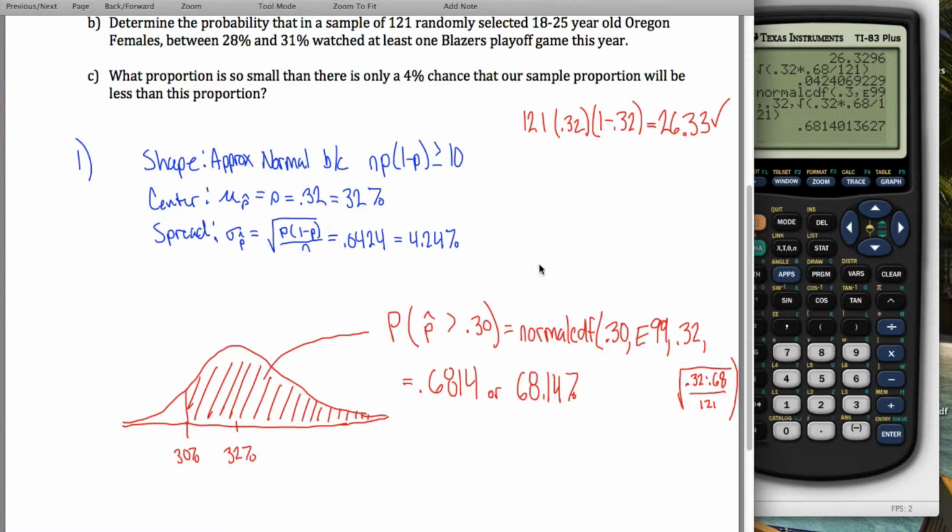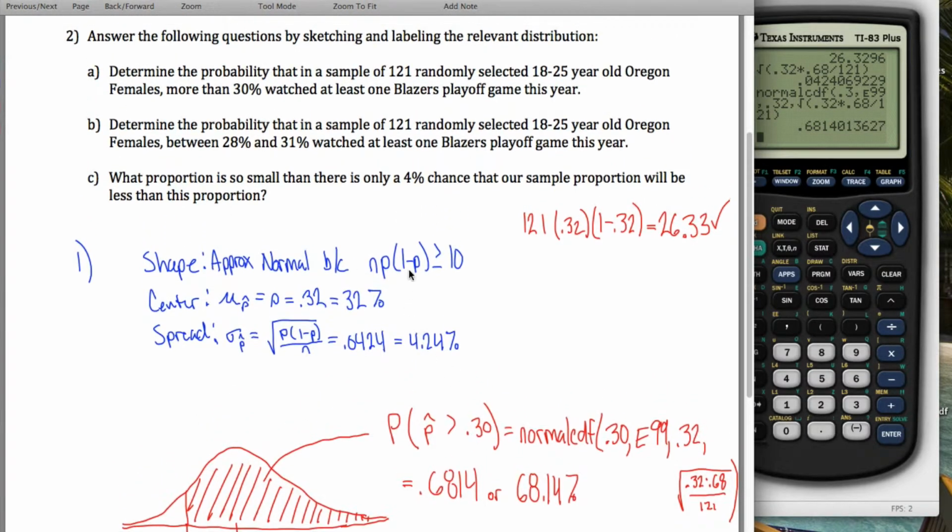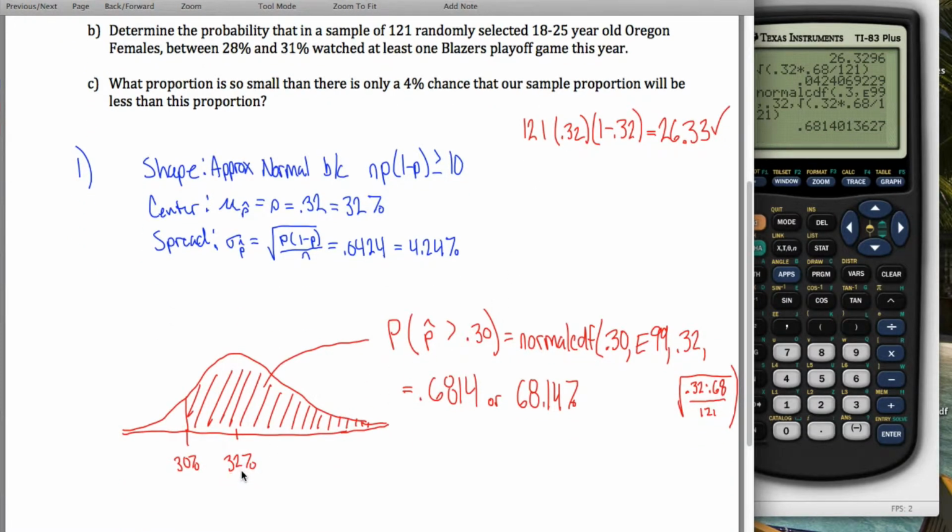So what's going on here is if I get a sample of 121 Oregon females between the age of 18 and 25, I don't know what proportion of them will have watched a Blazers game. I have no idea. My best guess is that it would be 32%, but it could be 29%, it could be 35%. The probability that it's 30% or larger, 68%.